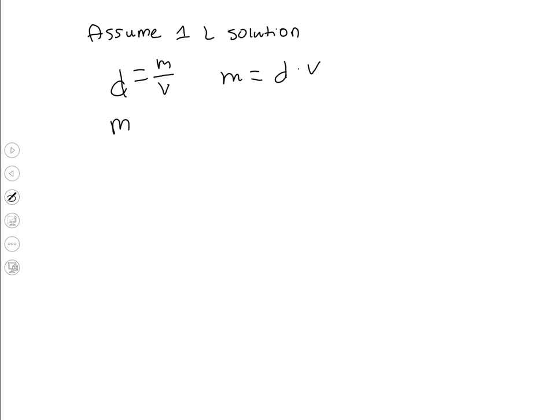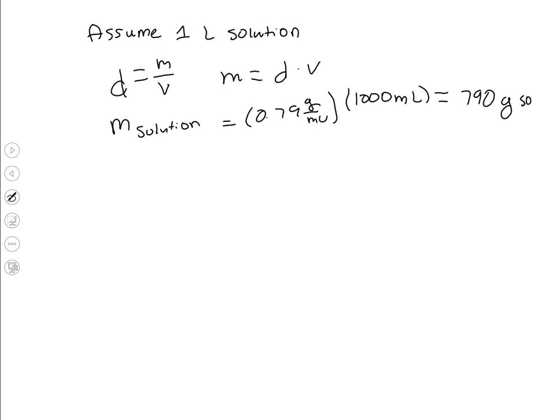So our mass of solution, now this is where it becomes important to specify which mass you're talking about. Are we talking about the mass of the solution, mass of the solvent, or mass of the solute? Right now we're talking about the full solution. It's going to be that density, 0.79 grams per milliliter, times the volume. We assumed 1 liter, so 1,000 milliliters. So 790 grams of solution.